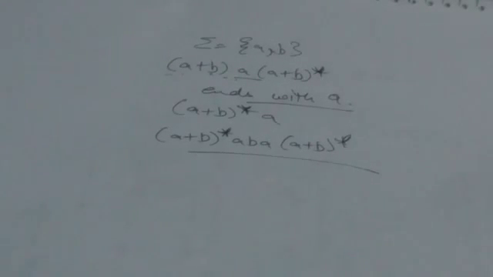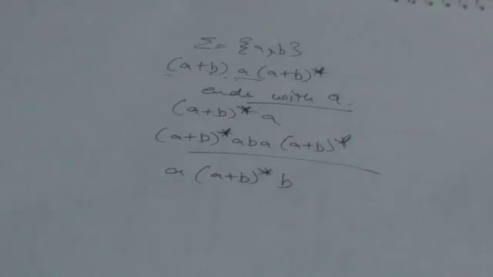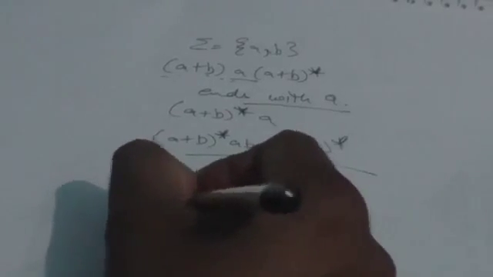Now we have to write a regular expression which represents all strings which start with A and end with B. Then it would be A, A plus B clean, and B. Right? Now we have to write the set of all strings starting with the substring AB. Then it would be AB, A plus B clean.